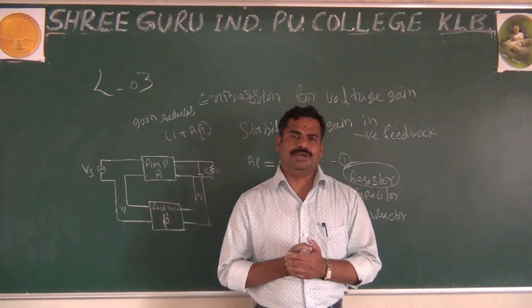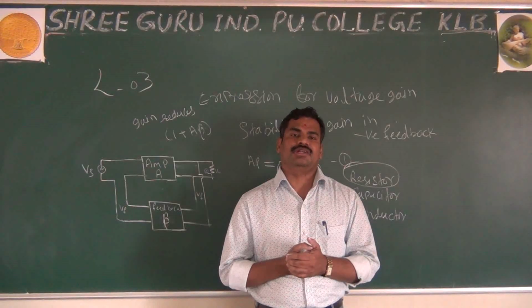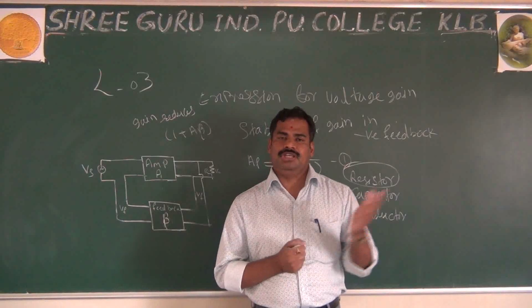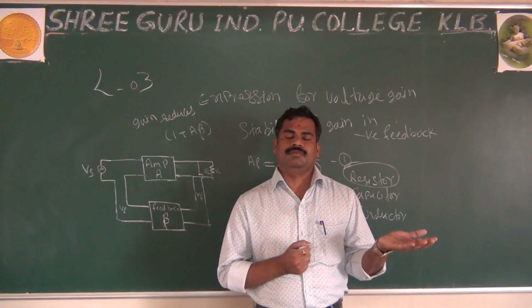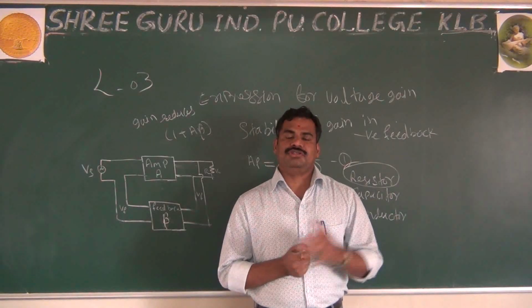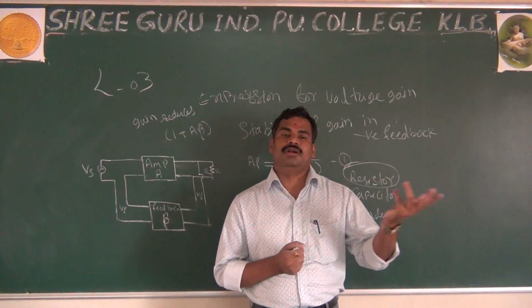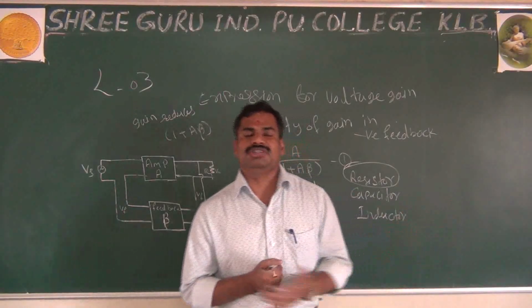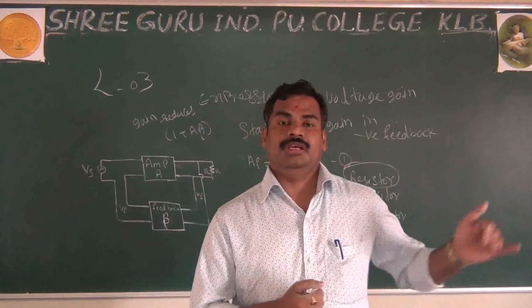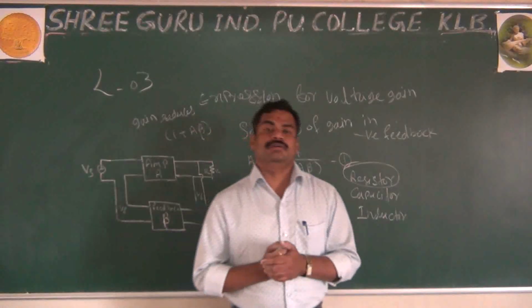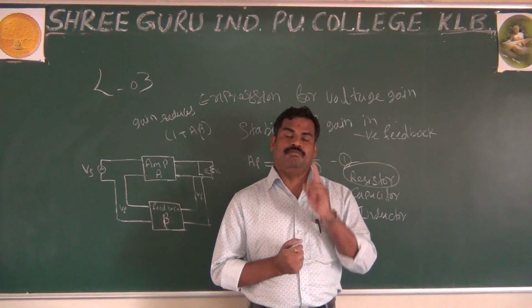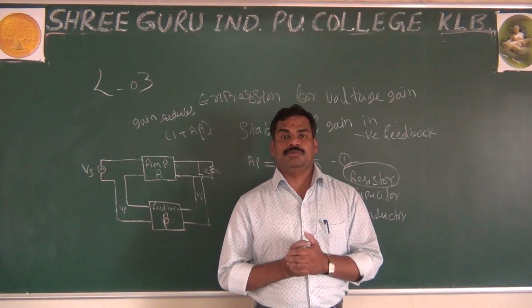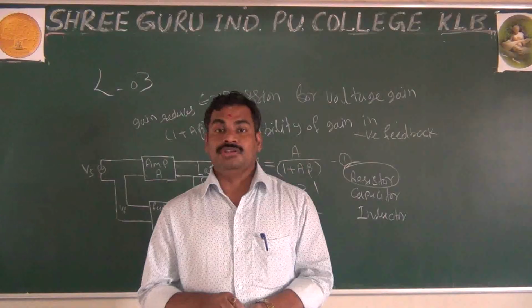If we use active components, especially the transistor, it has many drawbacks. If the temperature changes, or the supply voltage changes, or there is an aging effect, the parameters may change if you use the transistor in the feedback network. But in negative feedback we use only passive components, and that's why the gain will be stable.